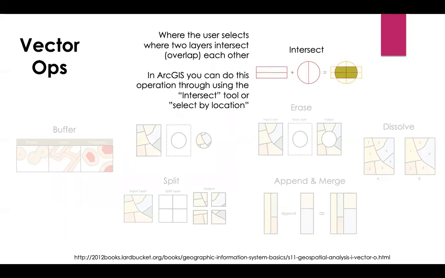Next, the intersect is a much more common use in GIS than the union. This finds where two layers have overlap. If you think of this as a Venn diagram, this is the middle part where the two circles overlap. In ArcGIS, you can get to versions of this operation by either using the intersect tool, which creates a new data set, or select by location, which just selects the entities that intersect without making a new layer.